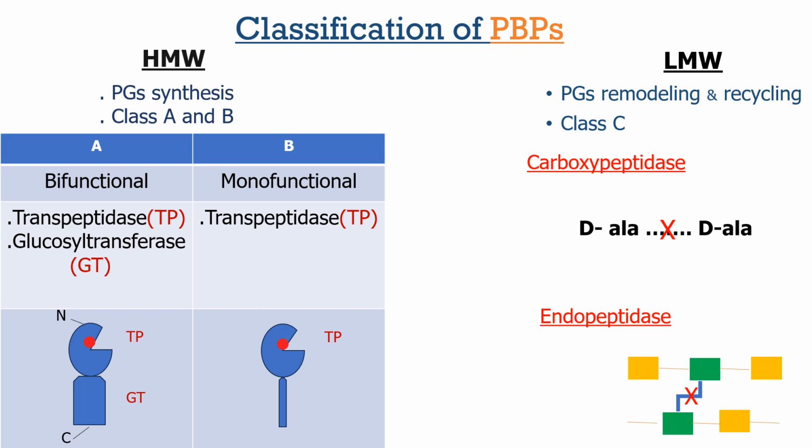But there is no contradiction. They are working together because high molecular weight proteins are responsible for synthesis of the peptidoglycan layer, and the low molecular weight proteins are responsible for remodeling and recycling. And to do remodeling and recycling, they have to break something. So there is no contradiction between the two types of penicillin binding proteins.